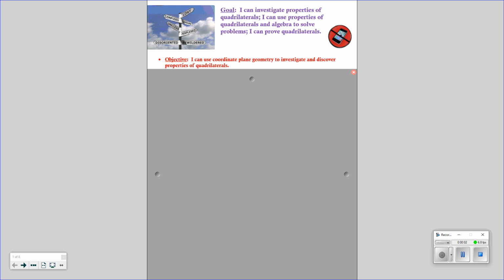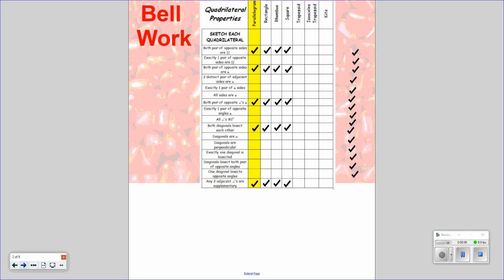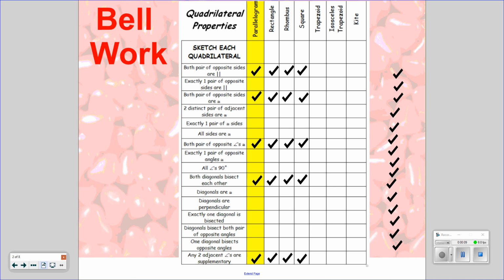Okay, today's lesson is topic 10-3, trapezoids. So we're still investigating our properties of the different quadrilaterals. So remember that parallelograms have these 5 basic properties. We have both pairs of opposite sides are parallel, both pairs of opposite sides are congruent, both pairs of opposite angles are congruent, the diagonals bisect each other, and any 2 adjacent angles are supplementary.